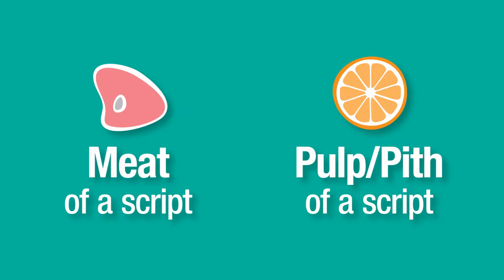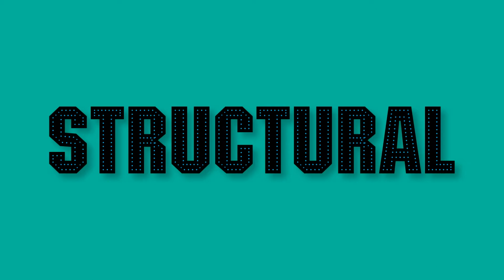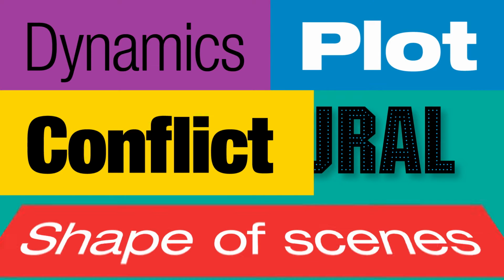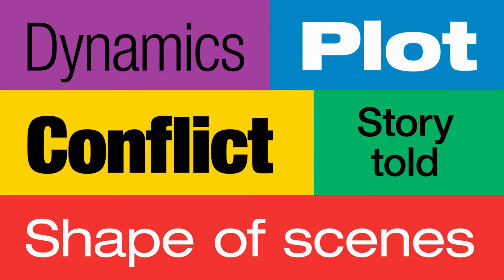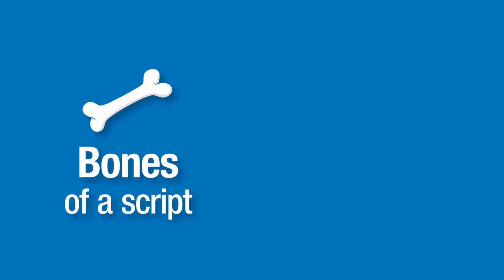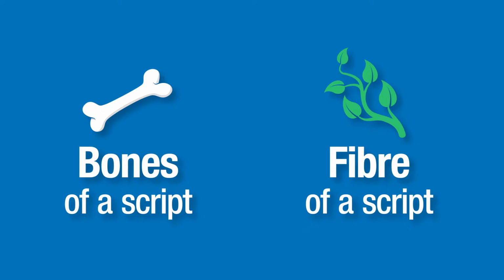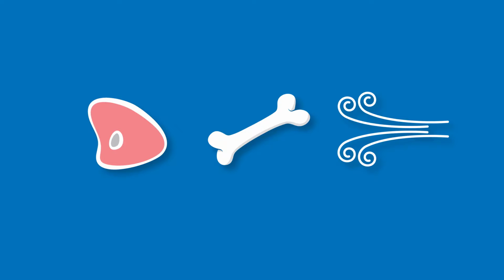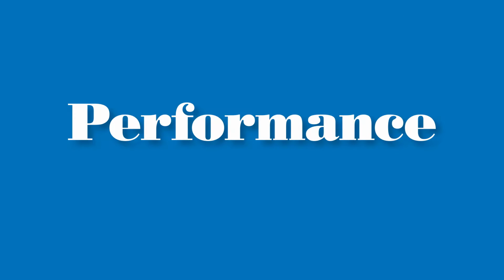In Unit 2, we'll look at the hard structural parts of script, the dynamics, plot, conflict, the shape of scenes, and of the story told by the scenes, which I call the bones, or for plant people, the fiber. When we combine these and the breath, that is the energy, the lift of your imagination, you have the basics of a script, which then becomes a blueprint for a living thing, a performance.